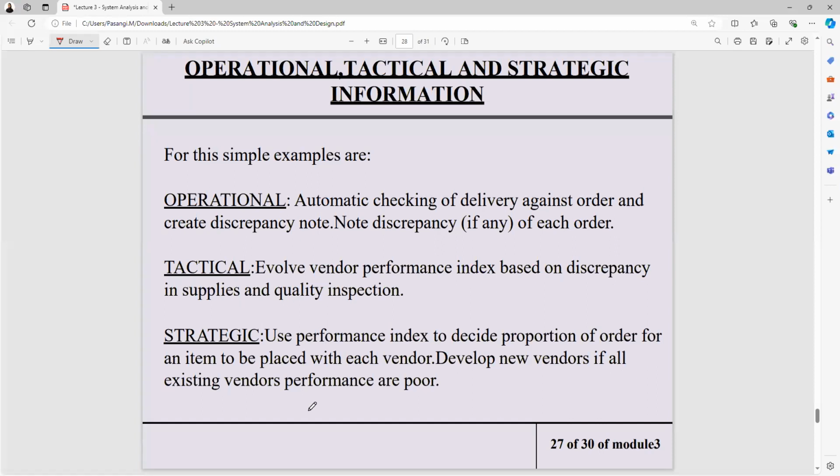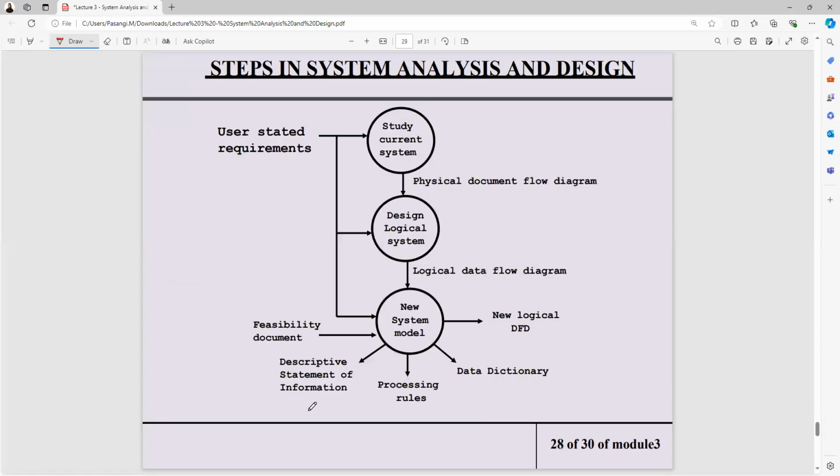So we need to develop new vendors if all existing vendors' performance is very poor. These are a few operational, tactical, and strategic pieces of information which we need to process and follow according to this given context.